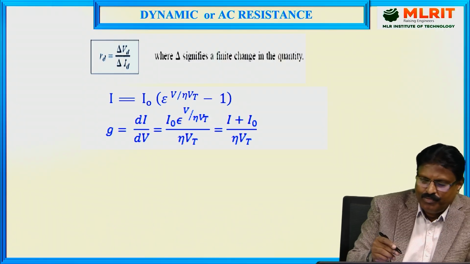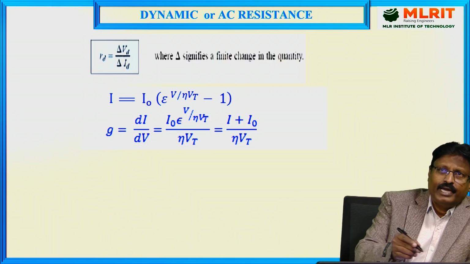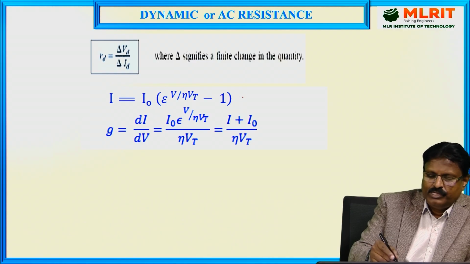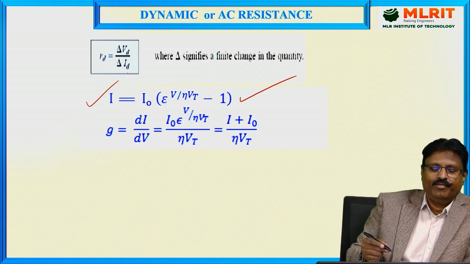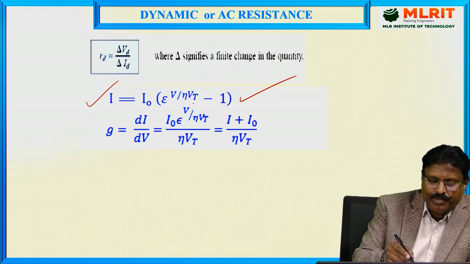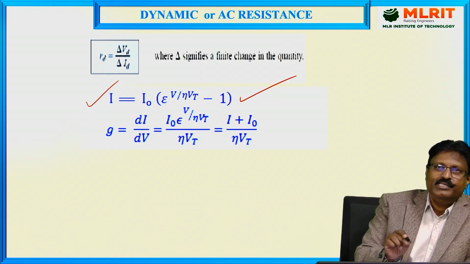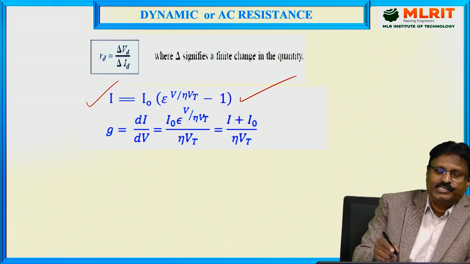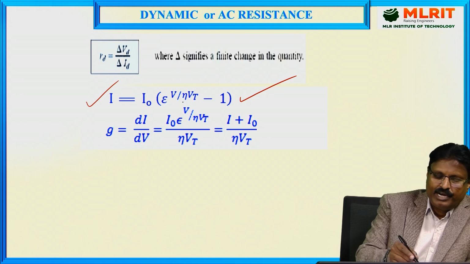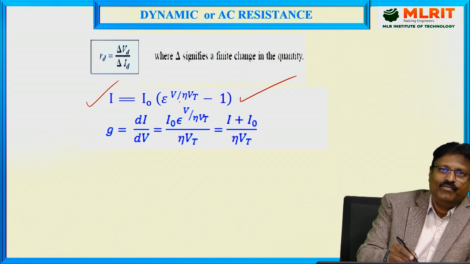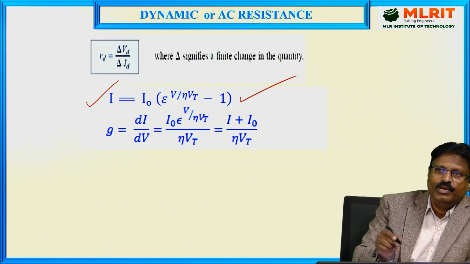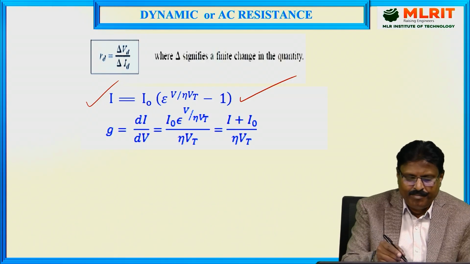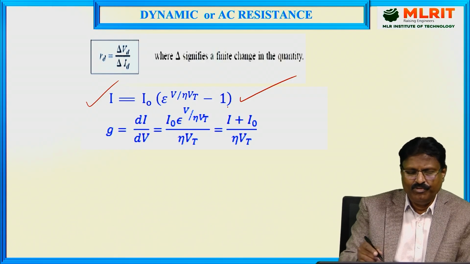One more way to evaluate this dynamic or AC resistance is based on the Shockley diode current equation. You know about this equation, the diode current equation: I is equal to I naught times e to the power of V by eta Vt, minus 1. That is the diode equation, already discussed. I naught is the reverse saturation current, V is the applied voltage, and eta is the ideality factor, which is equal to 1 for germanium and 2 for silicon. Vt is the volt equivalent of temperature, equal to T by 11,600. So this is the equation we got.